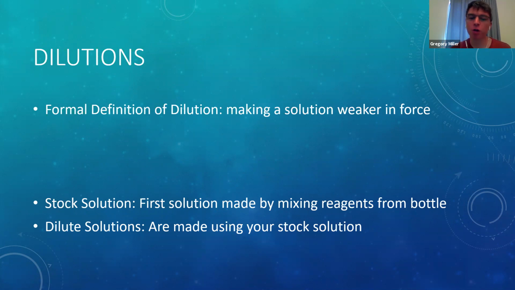So stock solutions are your first solution that is made by mixing reagents from a bottle. Again, usually this is you're measuring out a mass of a solid, adding it to make your first solution. Dilute solutions are made using another solution. A lot of times this is from a stock solution, but sometimes making multiple dilutions from one stock solution gets difficult depending on the exact volumes you need. So you might need to make a serial dilution and take stock solution to dilute solution 1, to dilute solution 2, to dilute solution 3. But again, each time you're taking from another solution.